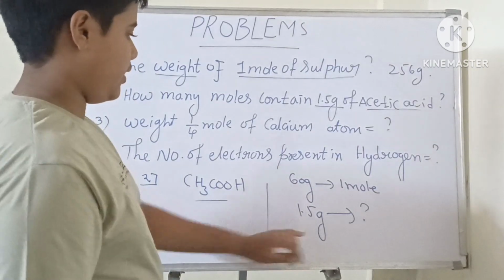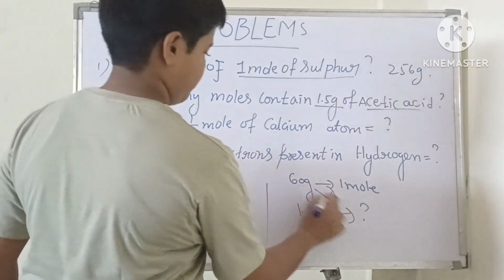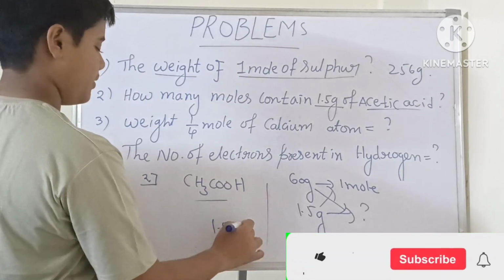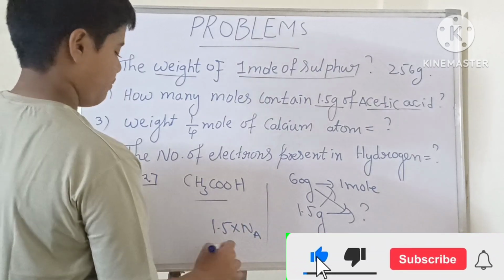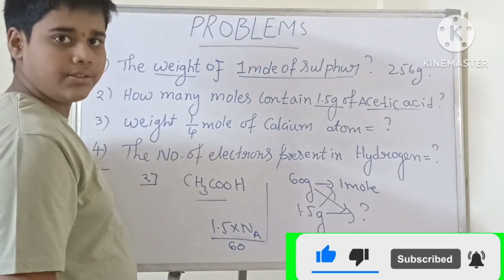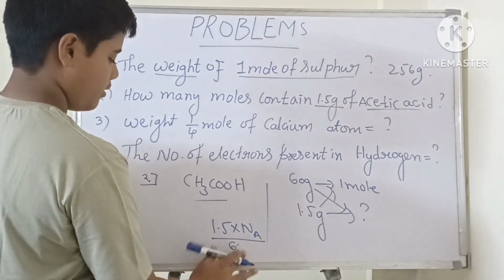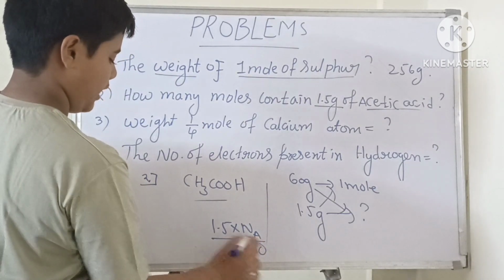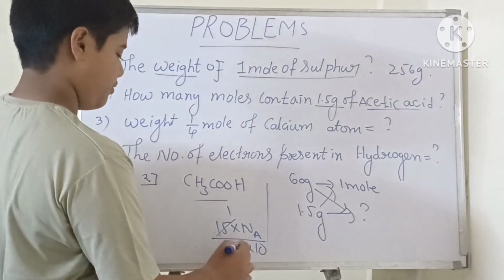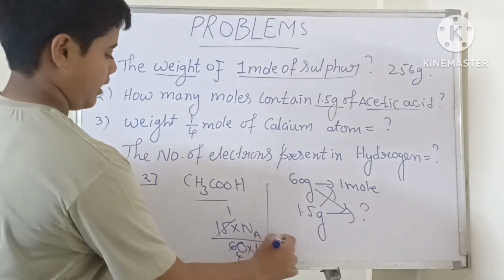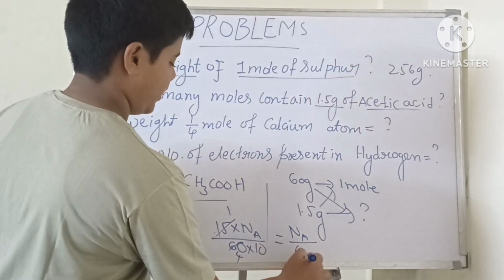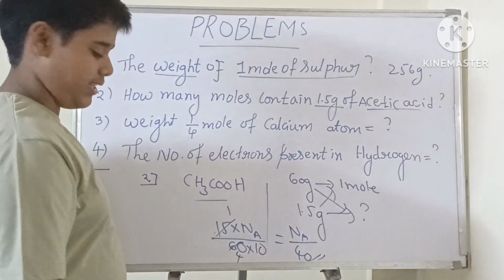Okay. So here cross multiplication. And here 1.5 into 1 mole means NA by 60. Okay. So 60 into 10, I am removing this point. So 15 ones are 15, 4 fours are 16... and here NA by 40. I will explain again. See.